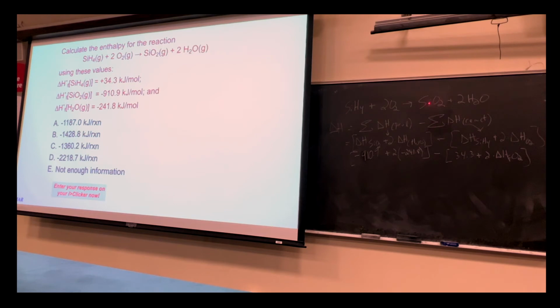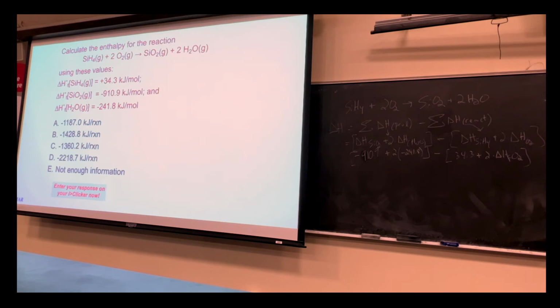So for the products, SiO2 and 2 waters, SiO2 is minus 910.9, water is negative 241.8, and there are 2 of them here. If there's a 2 in the stoichiometry, just multiply by 2. That's the sum of the delta H's of the products. Then from that, you subtract the sum of the delta H's of the reactants. You definitely have the SiH4, 34.3, but I did not include a value for the heat of formation for oxygen. What is the value for the heat of formation of oxygen?